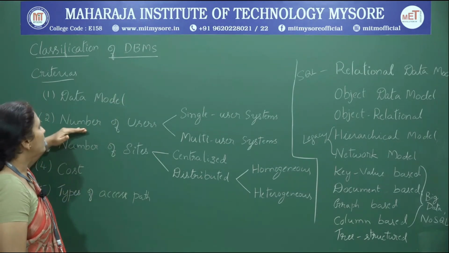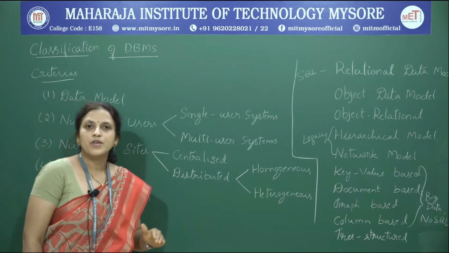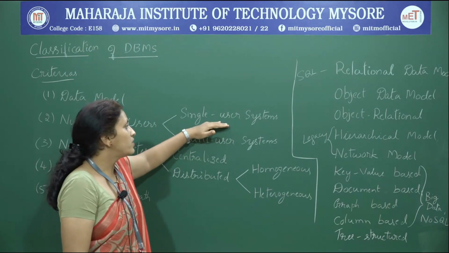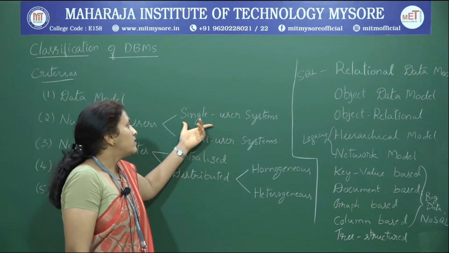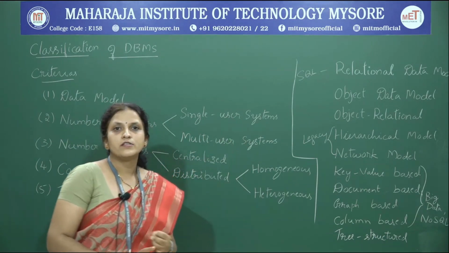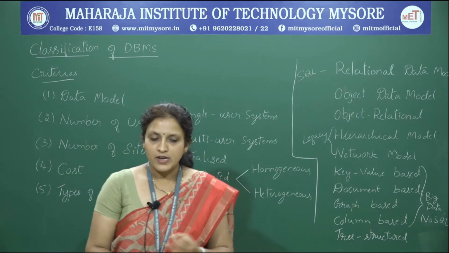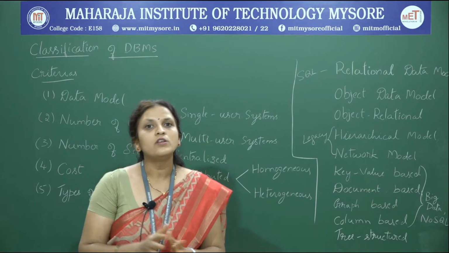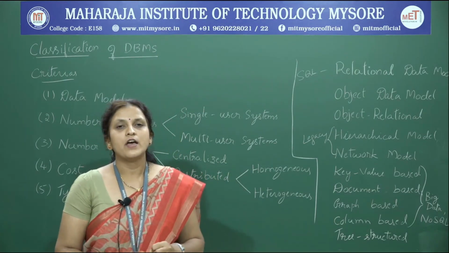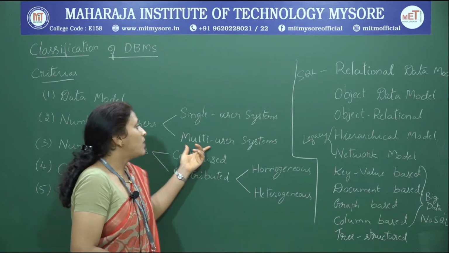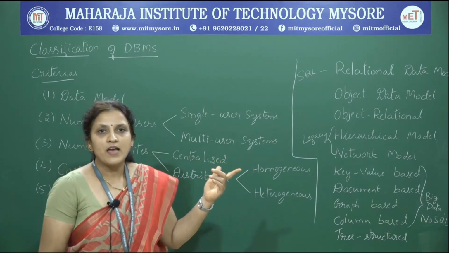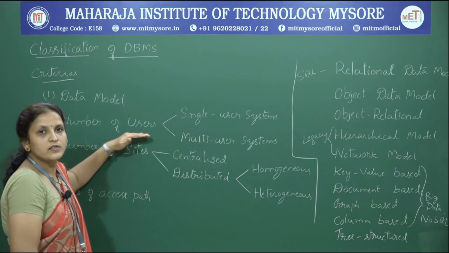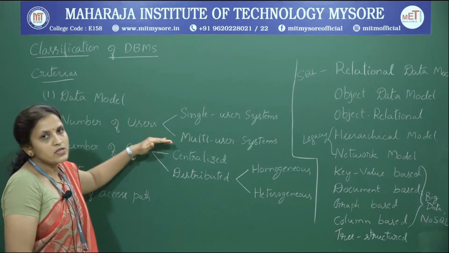Then comes the second criterion, that is the number of users that a particular DBMS supports. Here we can categorize it into 2 systems, single user and multi-user. As the name itself suggests, single user systems are those where a single user is allowed to have access to the database at a time. For example, we have a database management system on our PC. It is standalone software for us, and only a single user can have access to that software. In multi-user systems, many users will have access to the database concurrently. That is about the second criterion, the number of users that a particular DBMS supports.